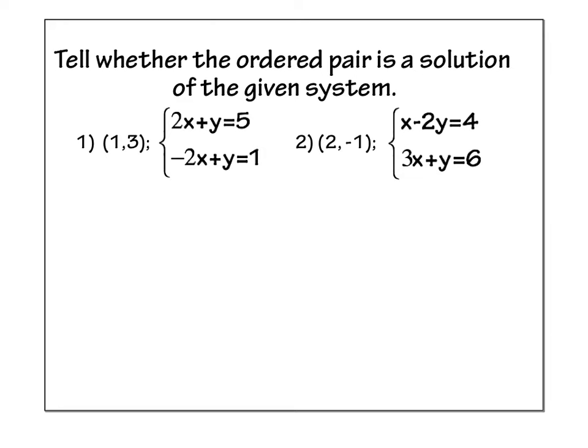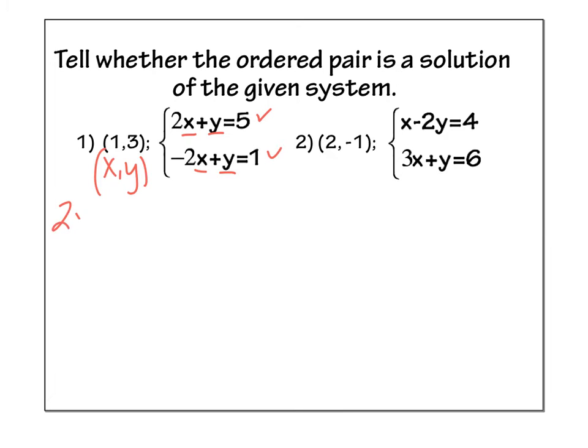Well, algebraically, we could figure that out by taking x equals 1 and y equals 3 and substituting x and y into both equations. If it comes out 5 on the top equation and 1 on the bottom equation, then yes, 1, 3 is where these 2 lines cross.